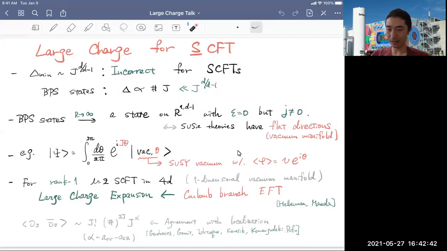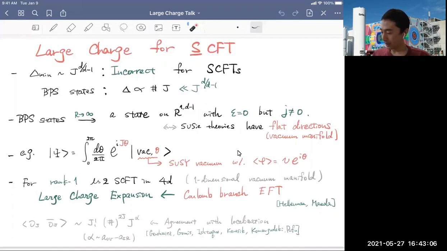Of course, considering such a state is not allowed on flat space because we are considering a superposition of superselection sectors. But strictly speaking, we are not really on flat space because we are on a sphere, so it's kind of allowed to have a state which is approximately given by this expression.